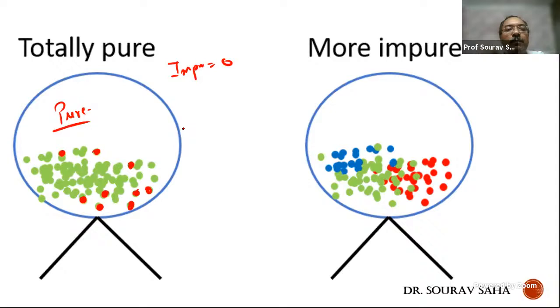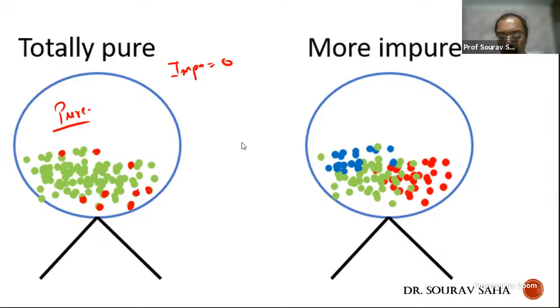But once you add some particles to it, that is when the impurity starts rising. Right? The case where you have all the particles in equal proportion is when your data is maximum impure. All the targets are in equal proportion, right?